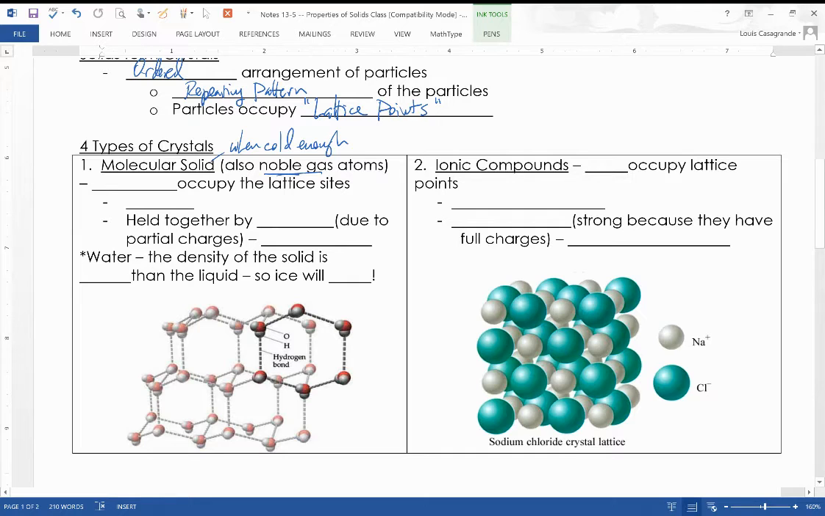Helium can be made into a solid, but you have to put like 10 to 100, I don't remember the exact number, atmospheres of pressure on it.